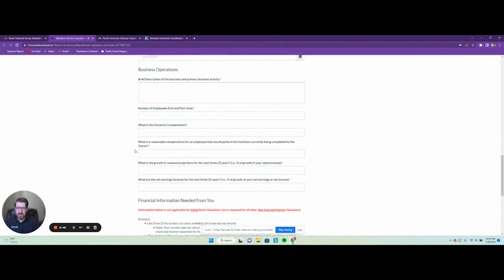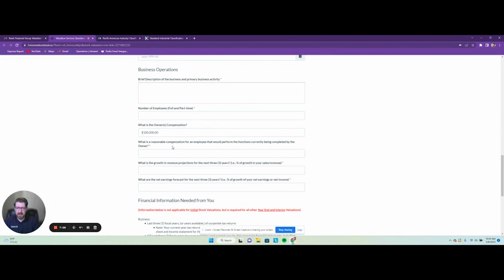Now, the next two questions deal with owner compensation. So what are you paying yourself as an owner? What are you paying yourself as multiple owners? And put that in this cell here. So if it's 100,000, we enter 100,000.